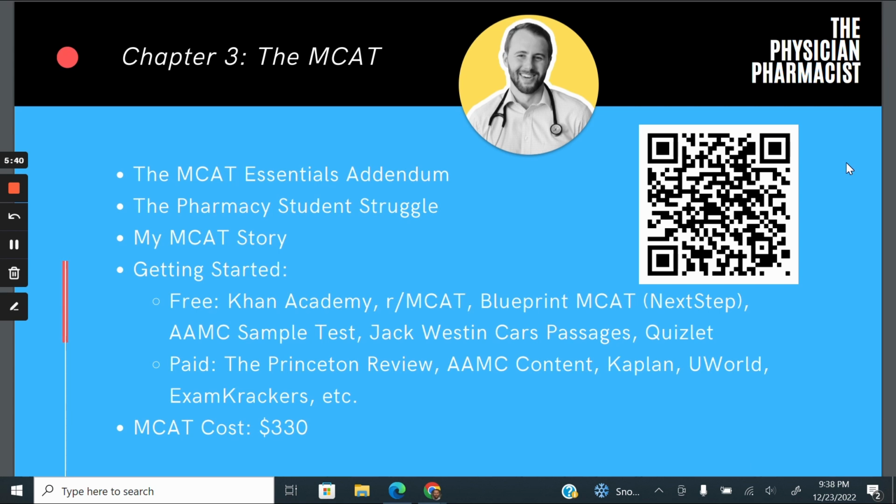Now, a quick word about AAMC content. This is essentially material that is created by the MCAT creators themselves. So it's sometimes old questions that they've used on past MCAT exams, or content they've created that is supposed to mimic the MCAT exam itself. A lot of third-party test prep courses will try to do the same thing, but AAMC is the golden nugget. That's all the material that you absolutely must take to get the closest representation of what the MCAT is actually like.